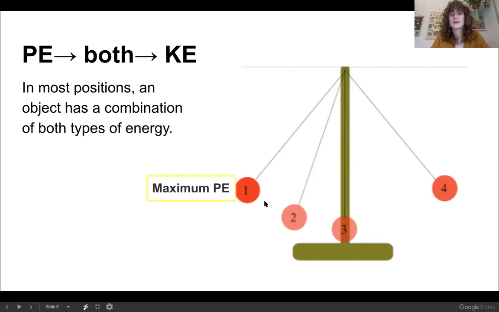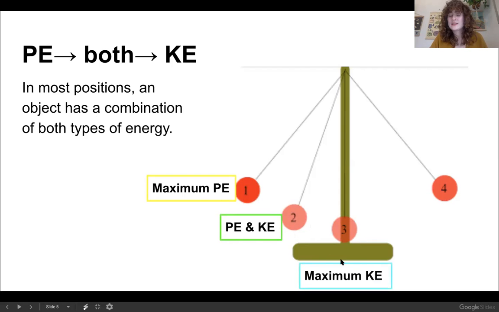So let's start with 1. Let's say at 1, this is the highest point that this object is swinging. That is its maximum potential energy. This is the most potential energy it will have. Then let's say we freeze it in time between 1 and 3. So at point 2, this is where it has both. It has potential energy because it's a little bit off the ground. It's not down here. And it has kinetic energy because you can imagine it is moving.